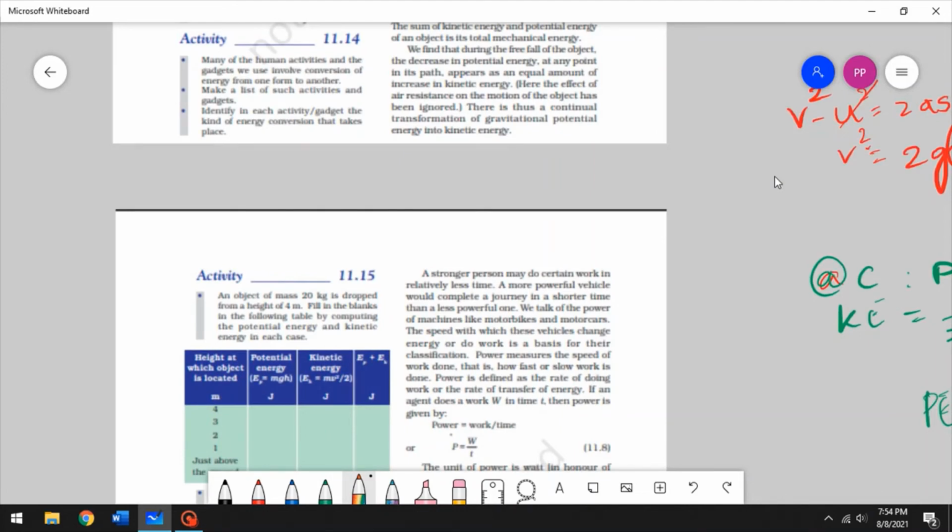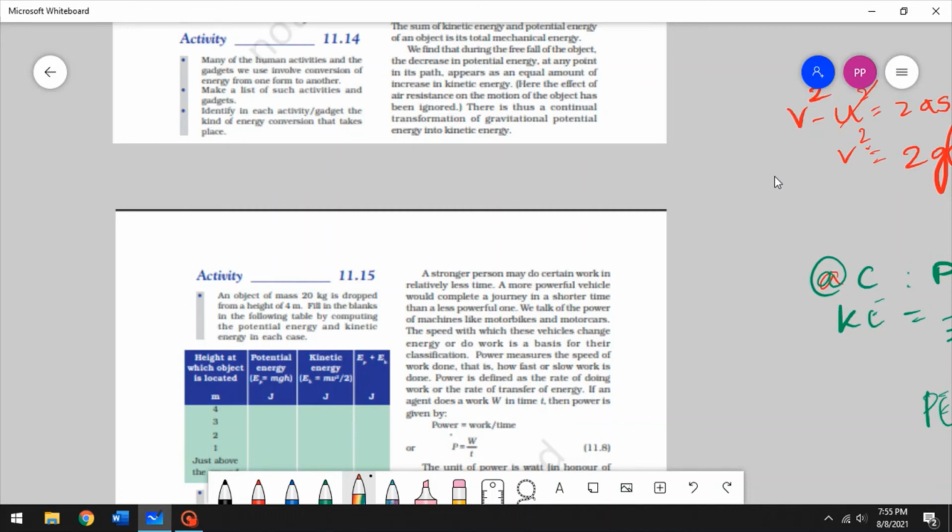appears as an equal amount of increase in kinetic energy. So there is a continual transformation of gravitational potential energy into kinetic energy. At point A, if you go back to the diagram and refer to it, there was no kinetic energy, only potential energy, and that is gravitational potential energy because it's at a height. And at point B, gravitational potential energy decreased and kinetic energy increased. So a little energy was transferred from the gravitational potential energy to kinetic energy.